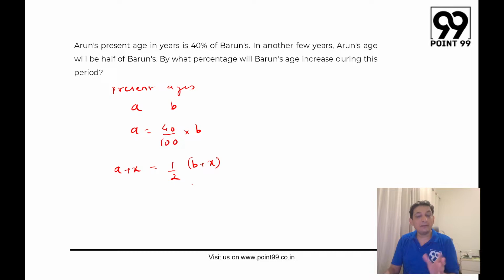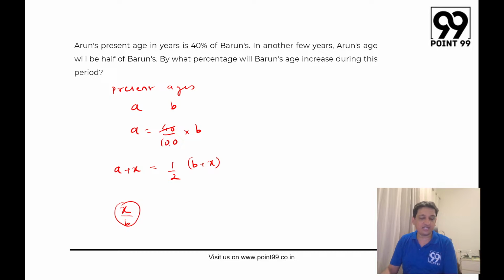Now we have to figure out by what percentage will Barun's age increase during this period. That means we have to find out what is the value of X by B, right? And this is basically where you might find it a bit difficult. It's not very difficult if you are able to just manipulate the terms and do it, but otherwise it might come across as a bit challenging. So let's see what we'll do here.